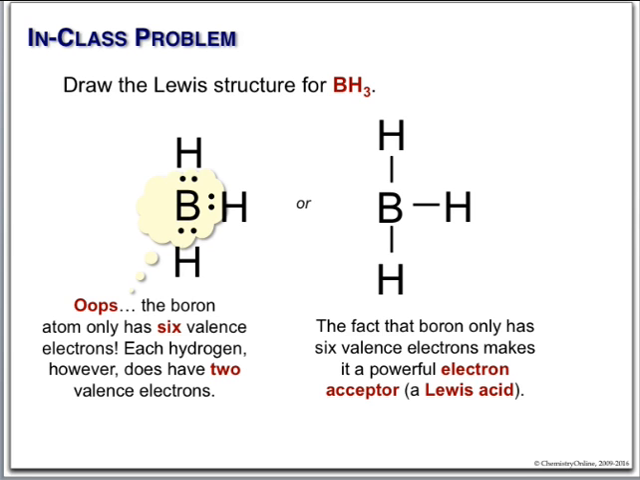Any questions on the concept? So we had 2 exceptions to the Lewis octet rule. Again, you can put more electrons around if you're below the 3rd period. Or, in strange cases, you can have too few electrons and be left with a Lewis acid.